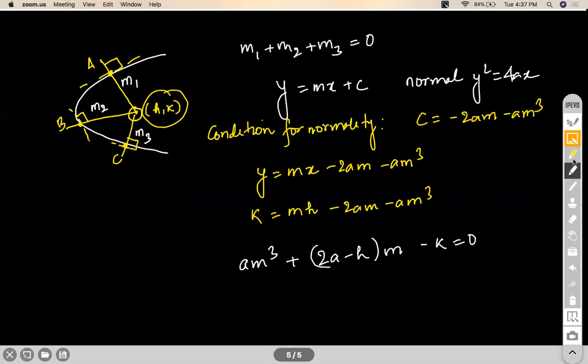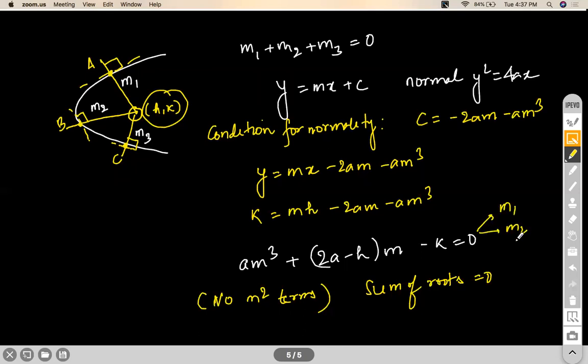Okay. Now this doesn't have an M square term. So there is no M square term, which clearly indicates that the sum of the roots must be zero. And what are the roots here? The roots here are M1, M2, M3, the ones which I have shown you in the diagram.